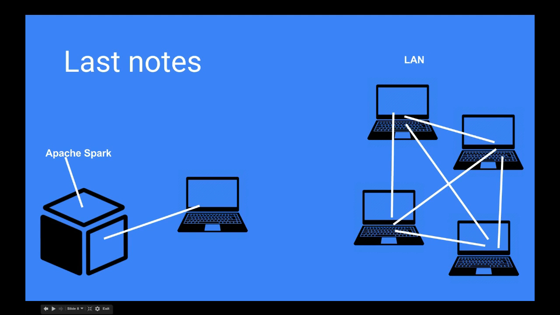So our last notes are that we have succeeded in deploying Apache Spark in Dockerized containers on a single computer. So the next logical step and further work could be spent on deploying it to multiple computers, multiple physical nodes in a local area network.